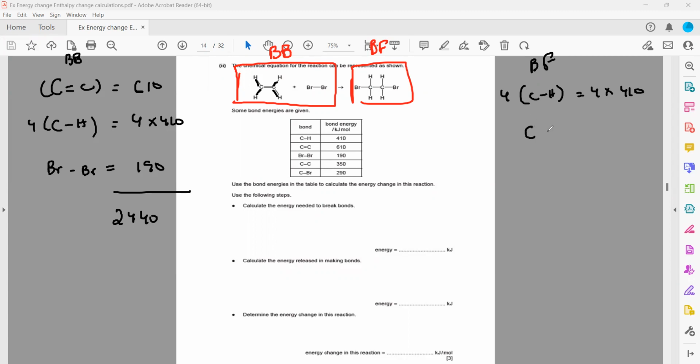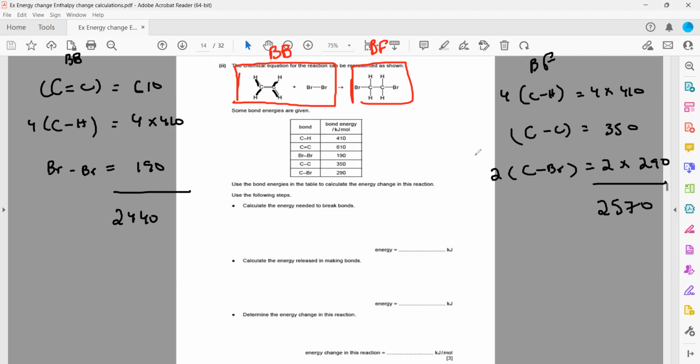Then this carbon-carbon single bond is there. Carbon-carbon single bond is 350. Then this carbon-bromine bond, C-Br bond. How many of them? 2 of them. So it will be 2 multiplied by the carbon-bromine bond, 290. So 290 times 2 plus 350 plus 4 into 410. When we simplify, this will give us the bond forming energy, or energy release when the bonds are formed, which is 2570.